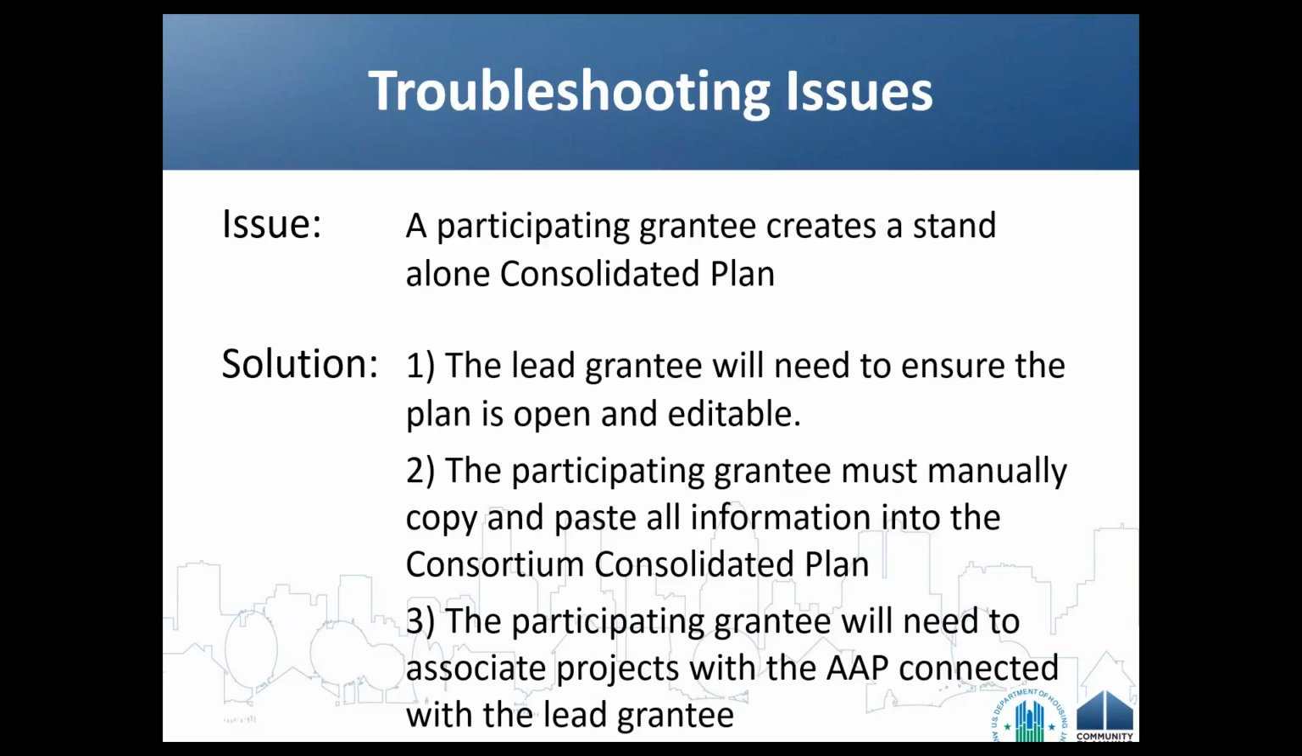So how to fix this, or the solution? The lead grantee will need to ensure that the consortium plan is open and editable. This may require an amendment if it's been reviewed and the review has been completed. The participating grantee will then need to manually copy and paste all of the information into the consortium consolidated plan to make sure that that information is all correctly associated with the plan that's tied to the consortium.